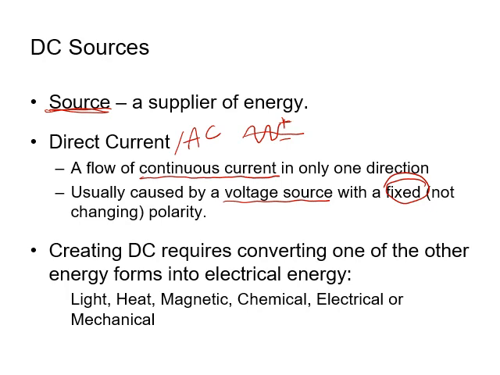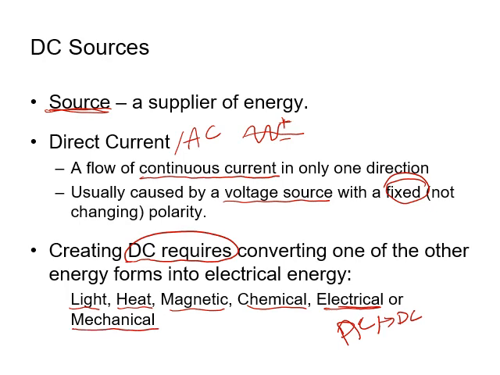So to create a DC current, it requires converting one form of energy to the other. So it's either light, heat, magnetic energy, chemical, electrical energy to another type. Yes, you can get an AC current and convert it to DC current, or mechanical energy even. So through the presentation, we'll be talking about examples for each.